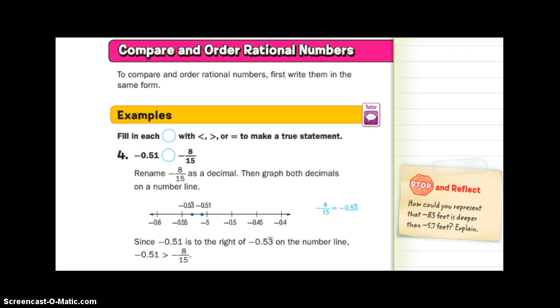Turn the page. Now that we're comparing and ordering rational numbers, first we looked at rational numbers that were represented as decimals. And then we looked at rational numbers that are represented as fractions. Now we're going to mix the two. So in problem number 4, we have negative 0.51, or negative 0 and 51 hundredths compared to negative 8/15. In order to compare these things, we have to convert one to the other. It doesn't matter which you do, but they need to look the same. So in this case, we're going to convert the fraction to a decimal.